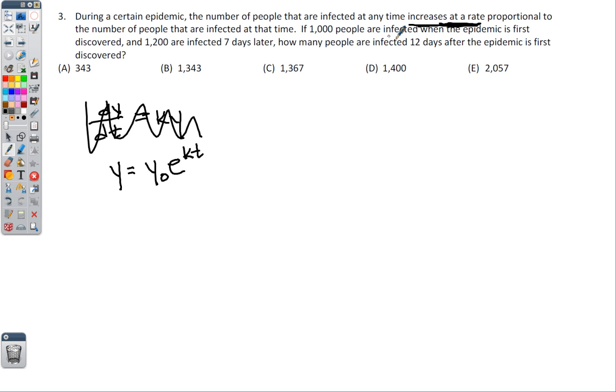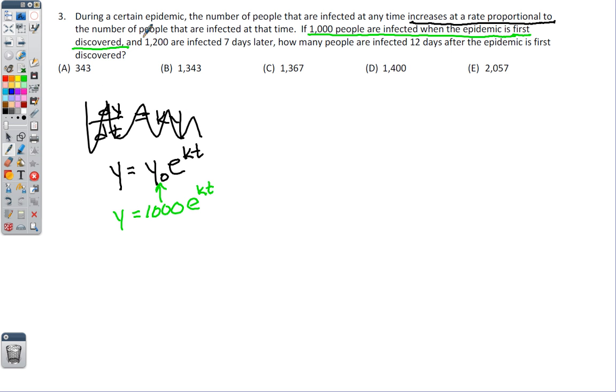If 1,000 people are infected when the epidemic is first discovered, notice first discovered. Hey, that tells us y0, right? Increases at a rate proportional to gives us y equals y0 e to the kt. The 1,000 people infected when the epidemic is first discovered gives us y0. y0 is 1,000. Cool. y equals 1,000 e to the kt. Done.